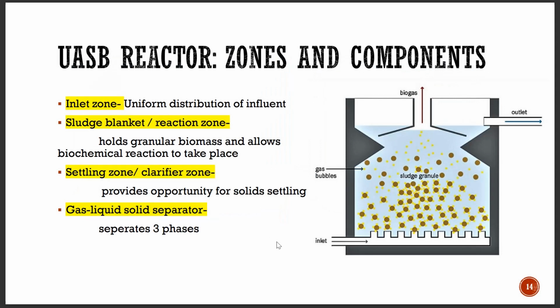So the various zones and components of a UASB reactor. It basically consists of an inlet zone. So inlet zone is mainly, you can see the cursor. So through this inlet zone, the wastewater or water to be treated is taken into the reactor. Okay. So there will be some perforations to allow the uniform distribution of influent into the system. And there is a sludge blanket or a reaction zone where the influent is reacted with the sludge that is there, which contains anaerobic bacteria.